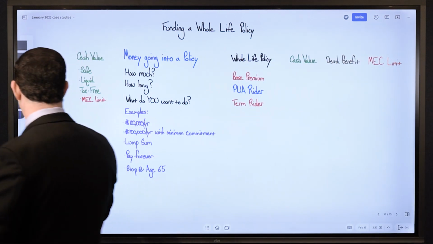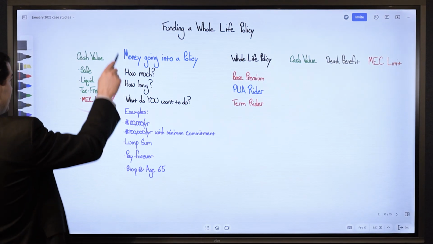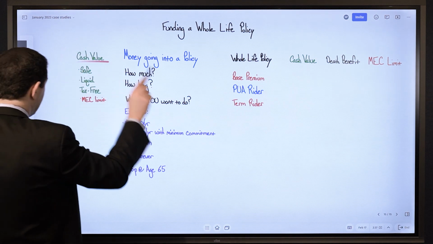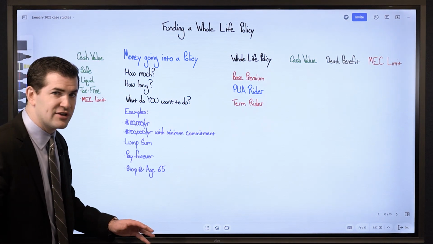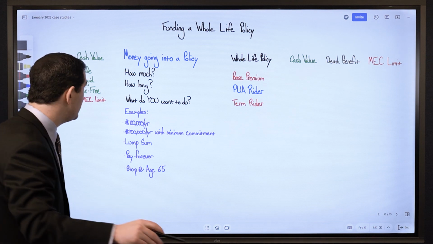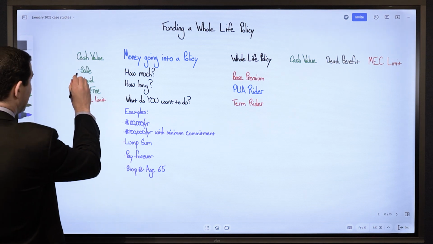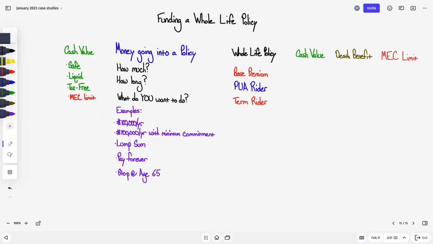So when we look at the cash value benefits, this is often what attracts people to a whole life insurance. They're taking the policy out because they want to maximize the cash value and then be able to use the cash value. And when we look at the cash value core benefits, it is safe, liquid, and tax-free. Tax-free if we do not trigger a taxable event, one of which is a MEC, which stands for Modified Endowment Contract. We'll talk about that a little bit more later in this video.